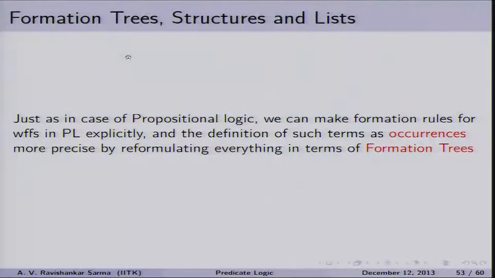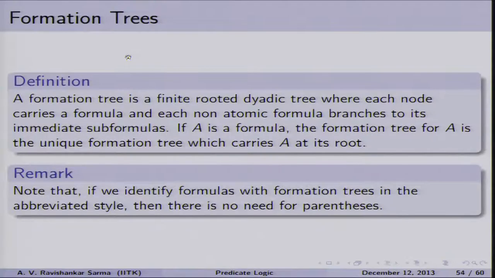Now, just as in the case of propositional logic, we can make formation rules for the well-formed formulas in predicate logic explicitly, and make the definition of such terms as occurrences more precise by reformulating everything in terms of formation trees. So what do we mean by a formation tree? In the context of propositional logic, here is the definition of a formation tree. What I am trying to say is that each and every given formula will come up with its own unique formation tree.